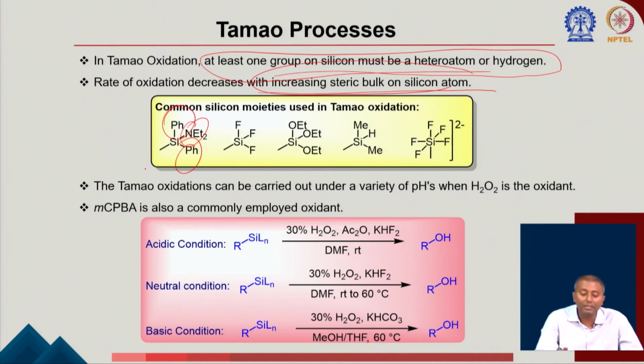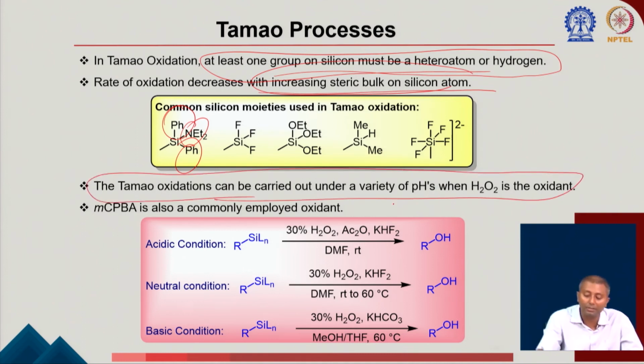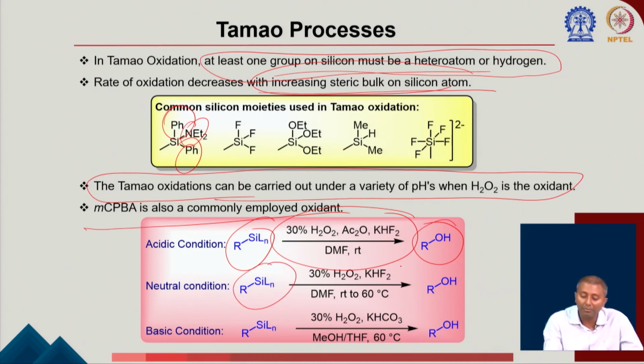Again, the Tamao oxidation can be carried out with a variety of pH conditions with H2O2 as the oxidant. MCPBA is also commonly employed as an oxidant here. Under acidic conditions, you can use 30% H2O2, acetic anhydride, and KHF2 to get the alcohol. You can use neutral conditions, in place of DMF, 30% H2O2 and KHF2, or under basic conditions it can also give the corresponding alcohol.